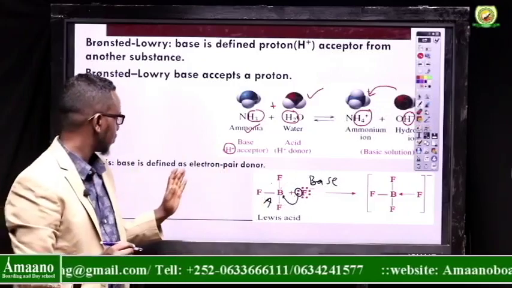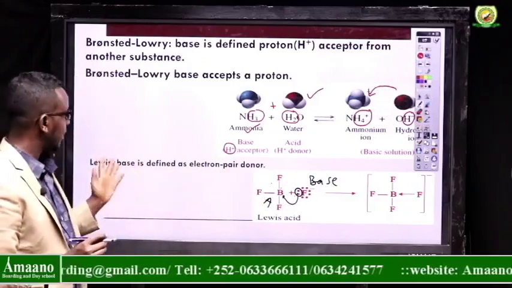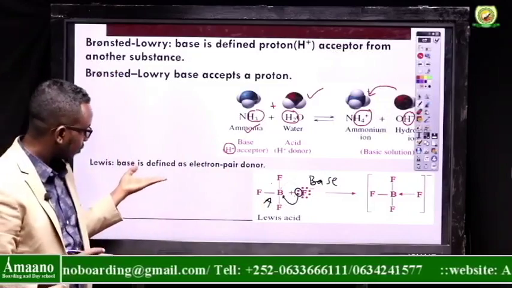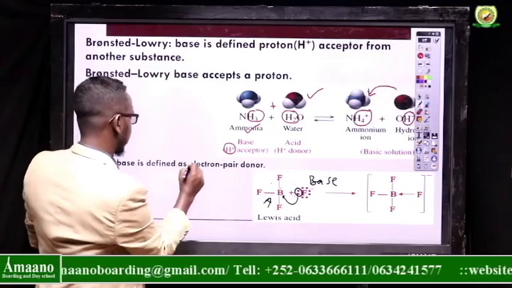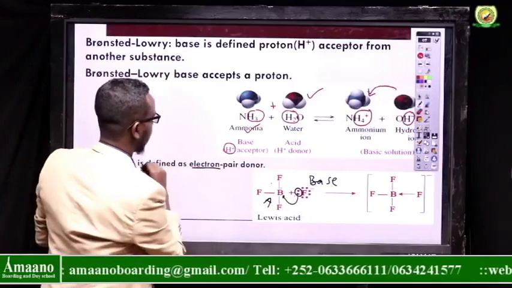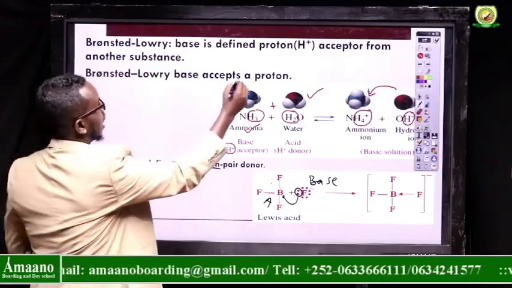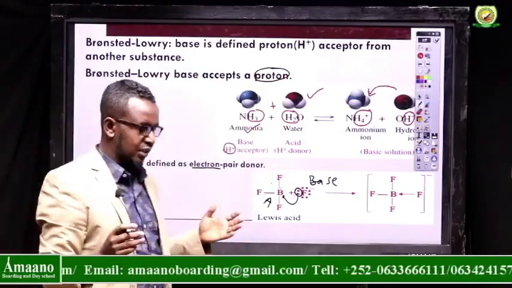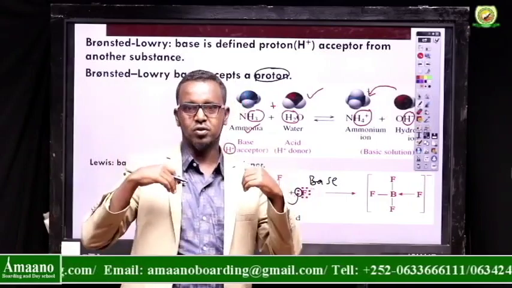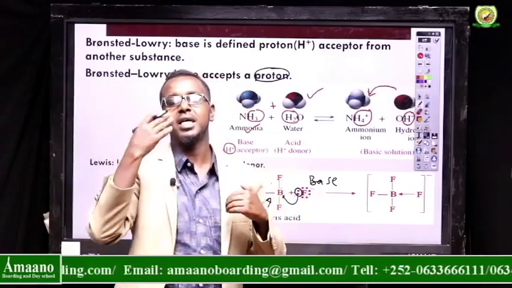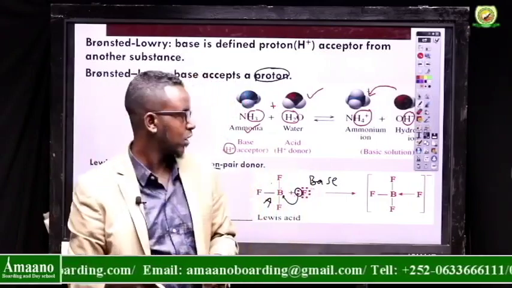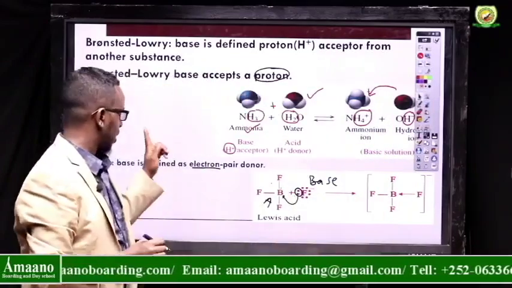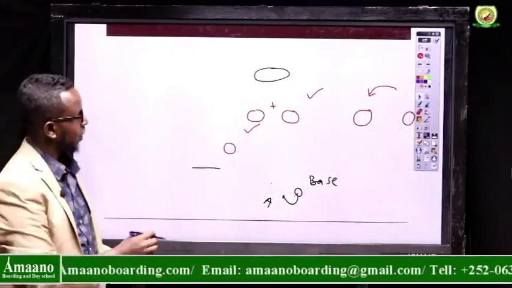So you see, Lewis is slightly different from these 2 guys, because he considered the side of electrons rather than protons. He said any substance that accepts a pair of electrons is called acid. Any substance that donates a pair of electrons is called base. So this is the definition of Lewis.